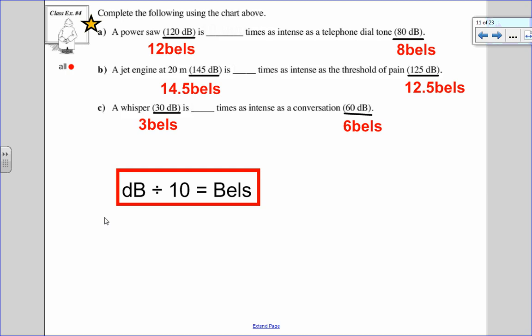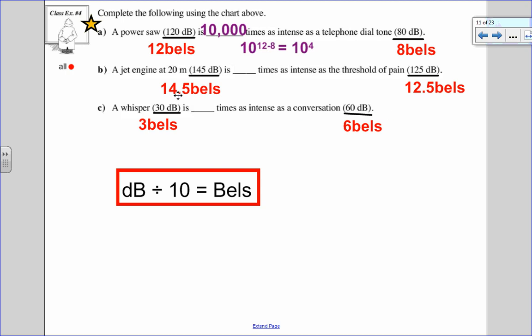Now, bells are a log scale, decibels are not. So 12 compared to 8. 12 is 4 units bigger. So the intensity is going to be 4 times bigger as well. 4 factors of 10. 10 to the exponent of 4.